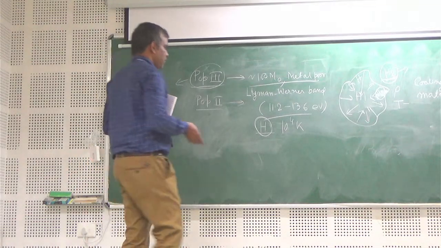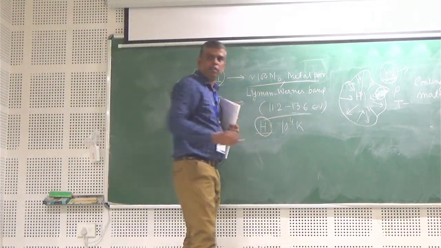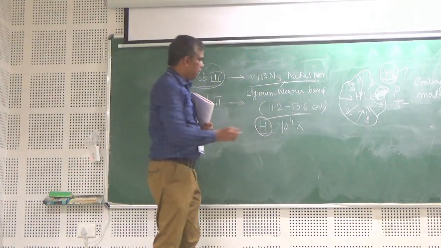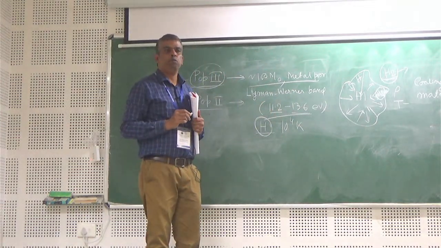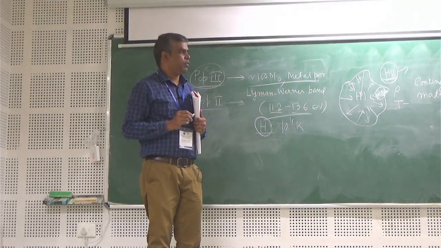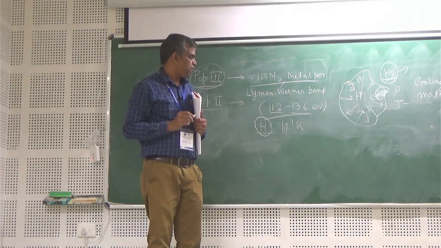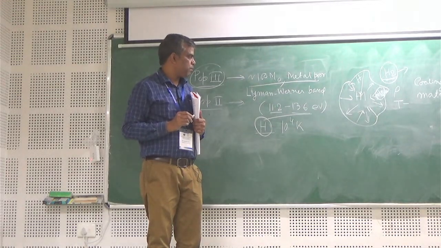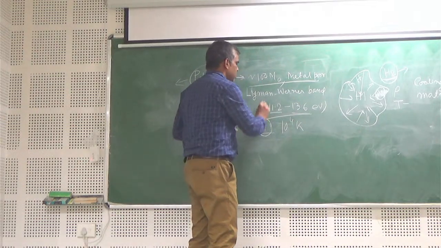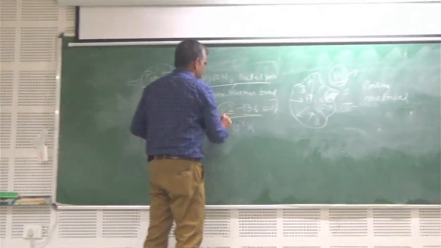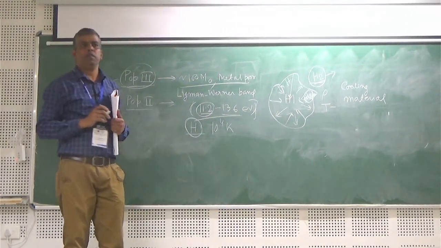So this 13.6 is basically the ionizing photon, and 11.2 corresponds to the Lyman-Werner band, but I don't know the significance of this number.